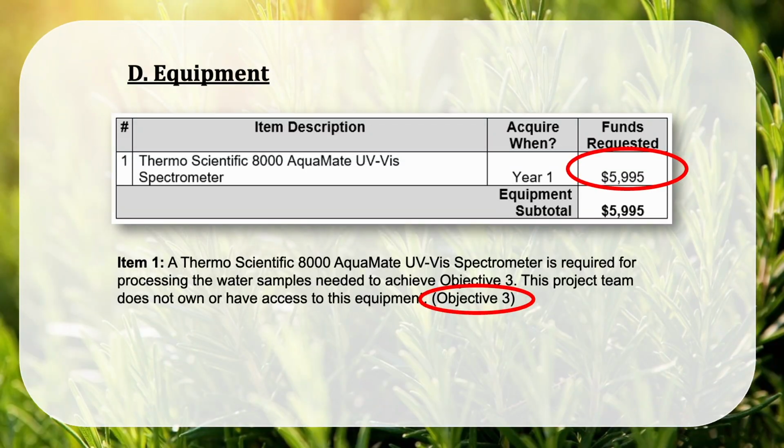In this example, the project will require one piece of scientific research equipment. The name and manufacturer of the item are provided in the table. As required for this budget category, the item costs more than $5,000. Provided below the table is a justification describing why the equipment is needed and how it is directly linked to the project objectives.